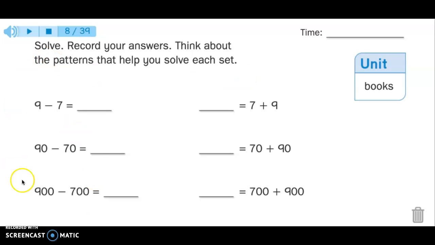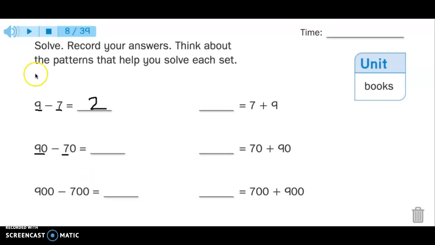Okay, let's start with the left side. 9 minus 7. Well, if I have 9 and I take away 7, what is my answer? It is 2. So you should write 9 minus 7 equals 2. Awesome. Our next one is 90 minus 70. It says think about the patterns. Let's see. 9 minus 7. Oh, look, I see a 9 and a 7, and they're both followed by a 0. What is 90 take away 70?